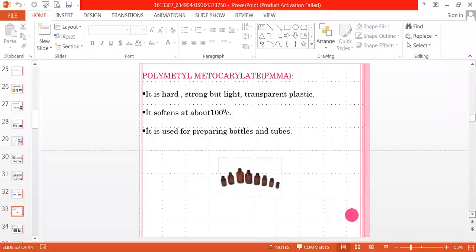Then polymethyl methacrylate, shortly called PMMA. It is a hard, strong and transparent plastic. It softens at 100 degrees centigrade. It is used for preparing bottles and tubes.